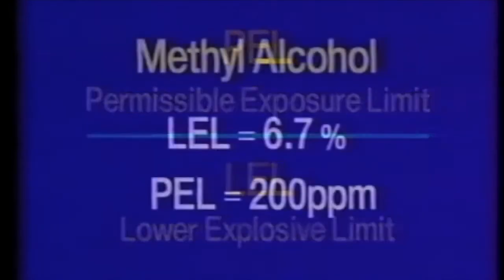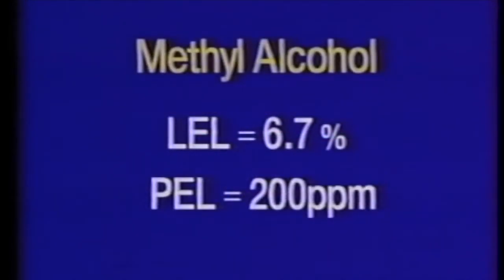The PEL is the highest concentration in air of a chemical substance to which employees may be exposed. The LEL, or lower explosive limit, is a much higher concentration, at which the chemical gas or vapor will burn or explode if an ignition source is present. Methyl alcohol, for example, has an LEL of 6.7% in air. This is equivalent to a concentration of 67,000 parts per million, more than 300 times higher than its PEL of 200 parts per million.